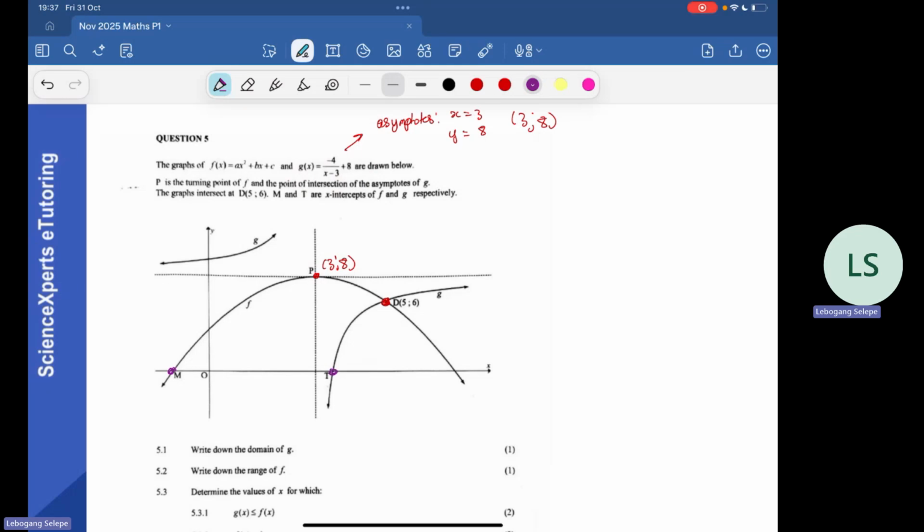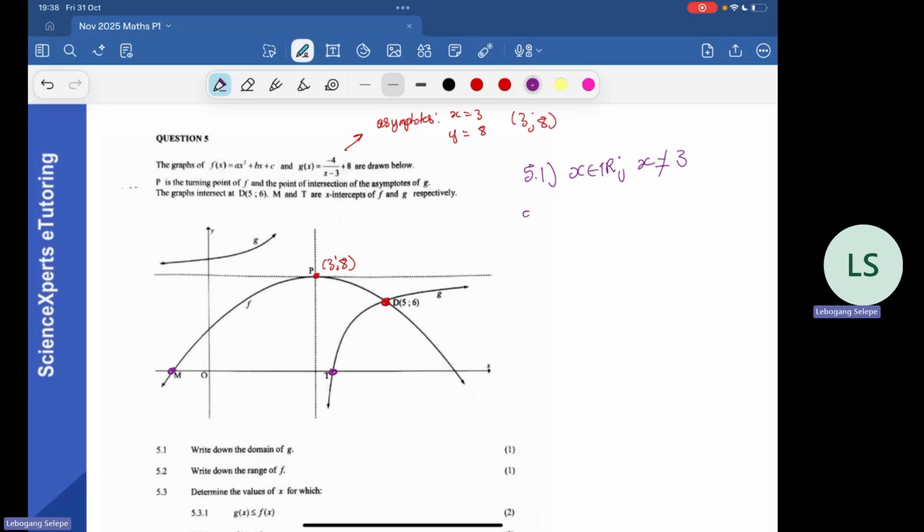So let's look at the first question, right? That's 5.1. Find the domain of g, right? So the domain of this hyperbola is going to be x is an element of all real numbers. However, x cannot be equal to the x value at the asymptote, which is 3. x cannot be 3, that would be your domain.